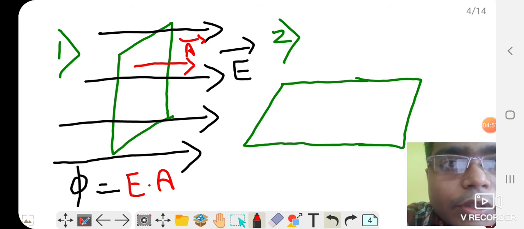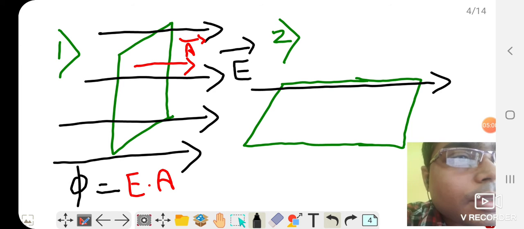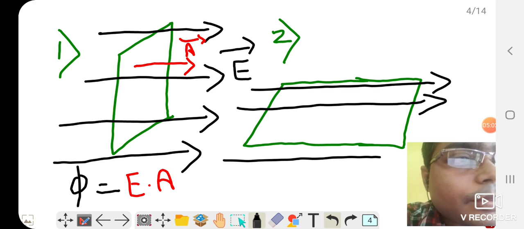So the flux in the first case will be E dot A, and in the second case what will be the flux? So let us denote the electric field lines. Say these are the electric field lines.